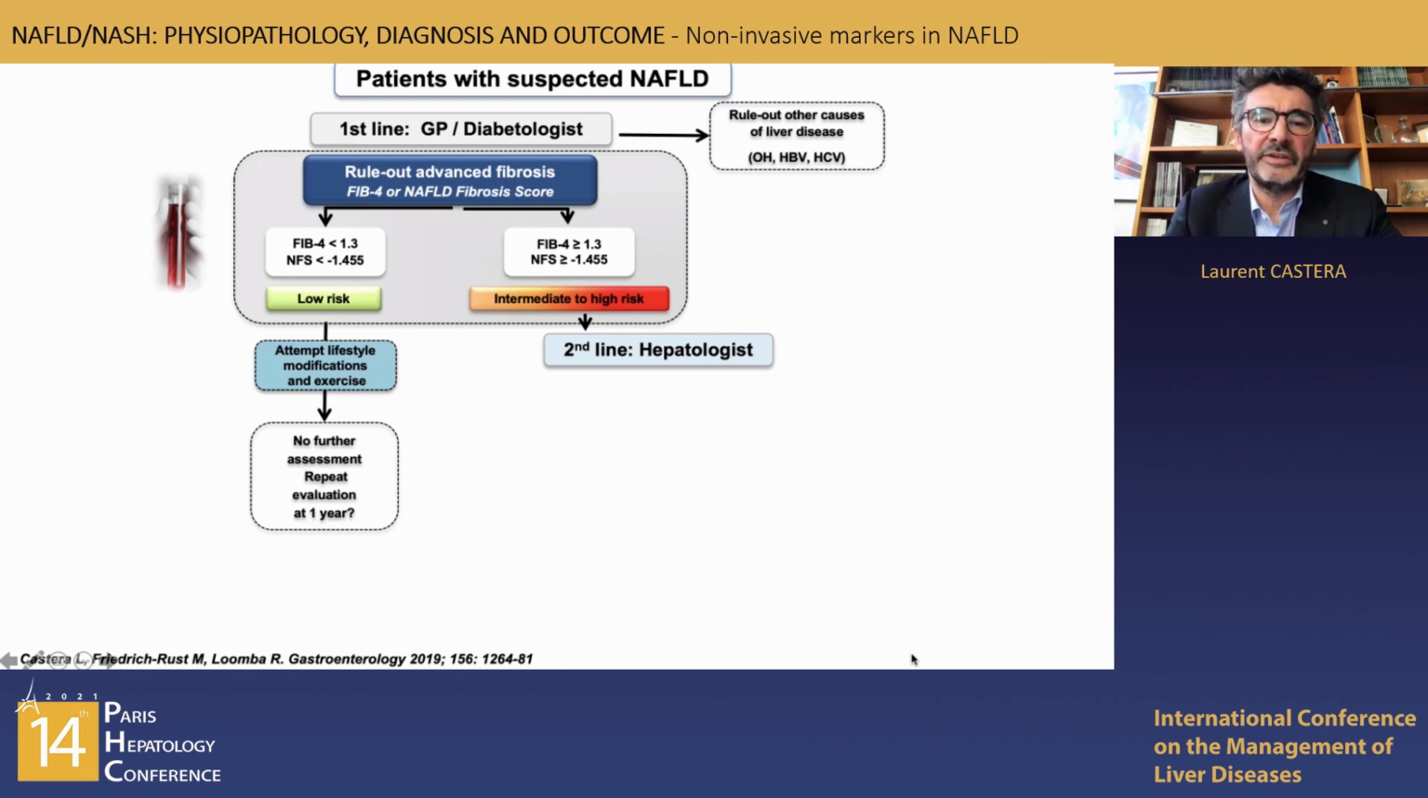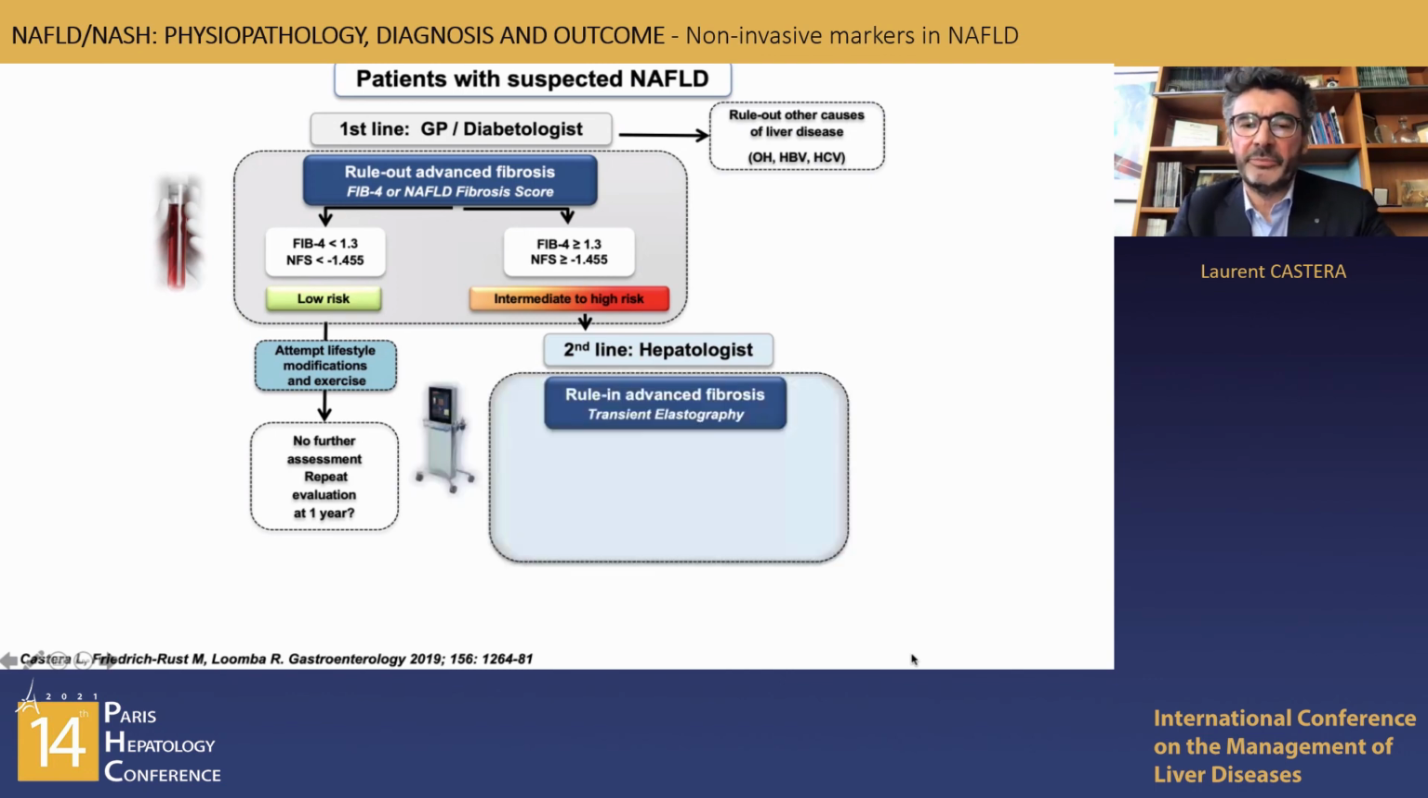Then you just need to advise lifestyle modification and exercise. They don't need further assessment, and evaluation needs to be repeated every 1 or 2 years. When FIB-4 is above 1.3, these patients are at intermediate to high risk of having advanced fibrosis and need to be referred to a specialist. A second, more specific test will be performed in the liver clinic.